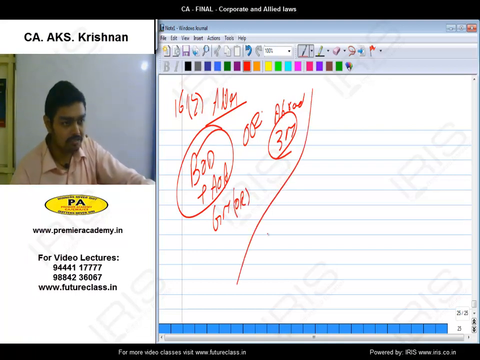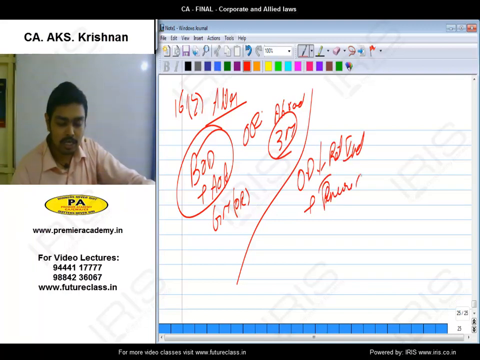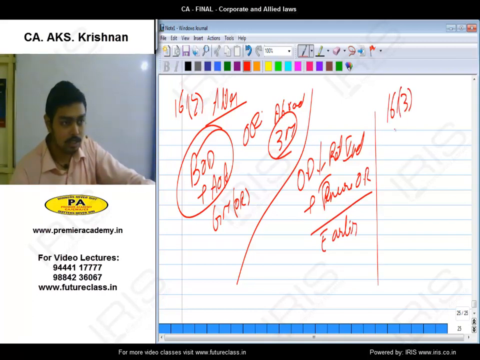Then he will hold the office till the original director returns to India or the tenure of the original director ends, whichever is earlier. Then 161 sub-section 3, what is that?